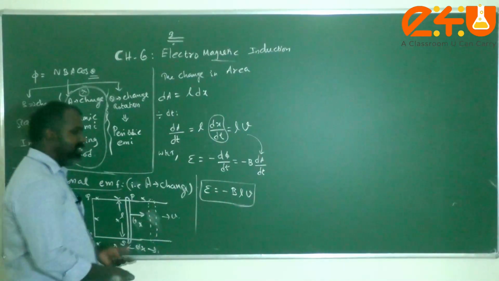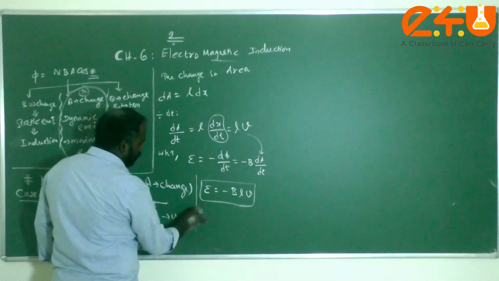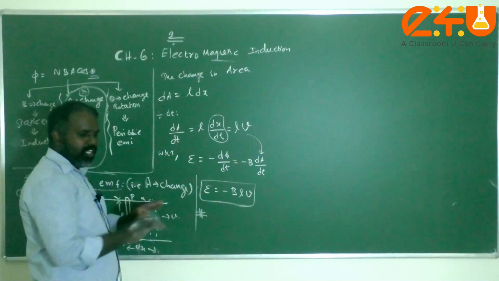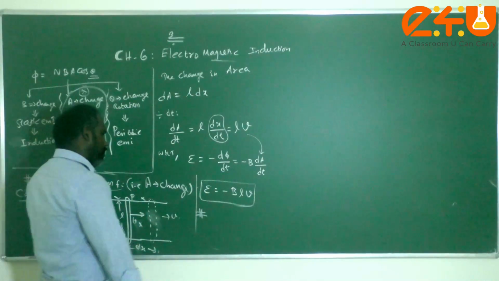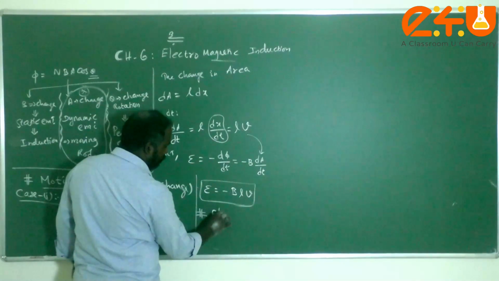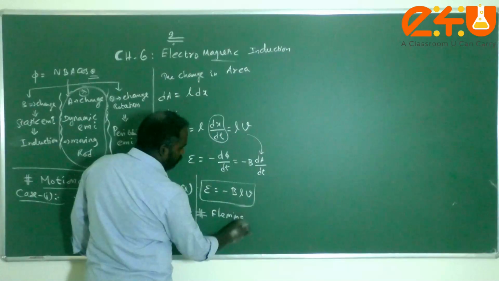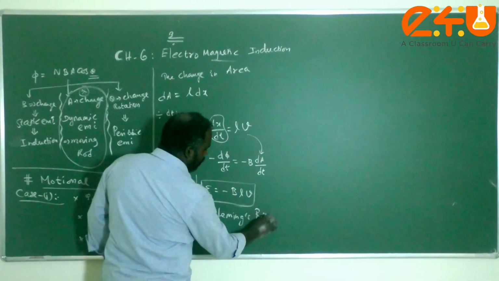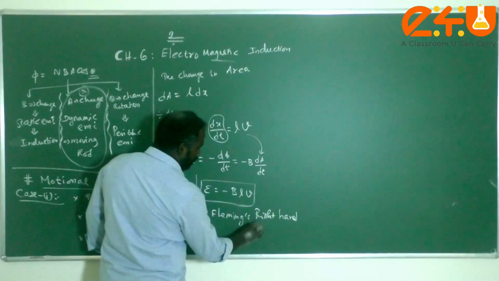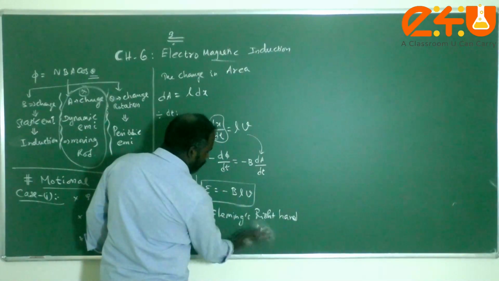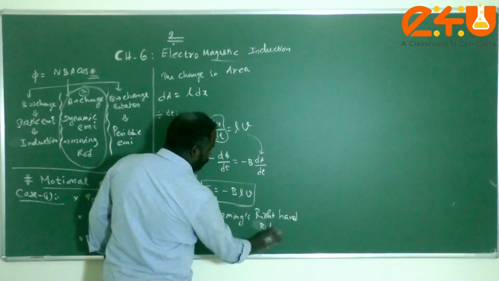So how do we find the direction of the induced current? Actually, Lenz's law will give it for any arbitrary shape of the conductor, but here specifically we can use Fleming's right hand rule. Fleming's what, children? Right hand rule. It is simply called the generator rule also.